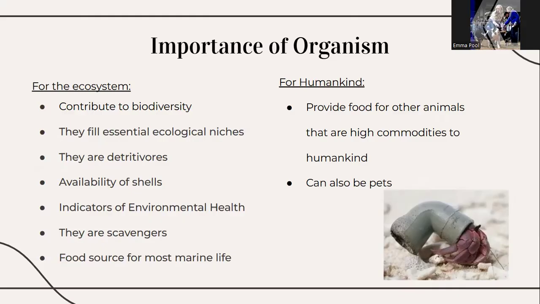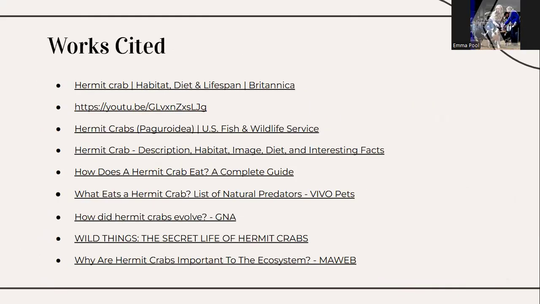Then for humankind, they provide food for other animals that are high commodities to humankind, like mahi-mahi or dolphins, maybe. And they can also be pets. Now, I mentioned dolphins. Those aren't a food source for us, but they are for other animals in the ocean. And then here is my works cited.